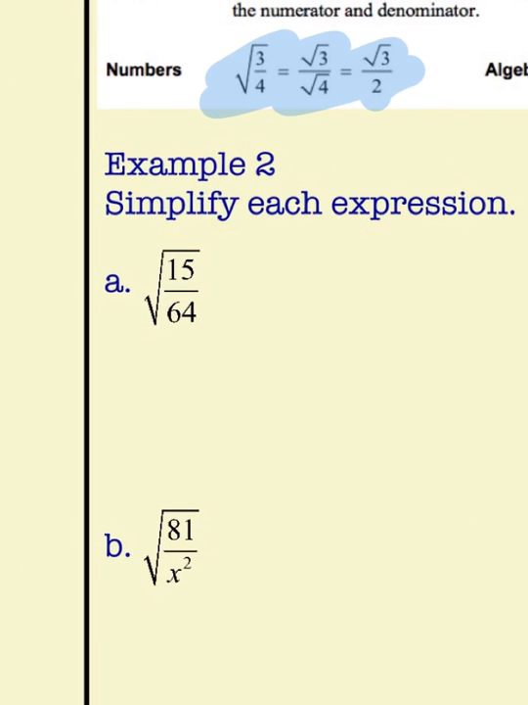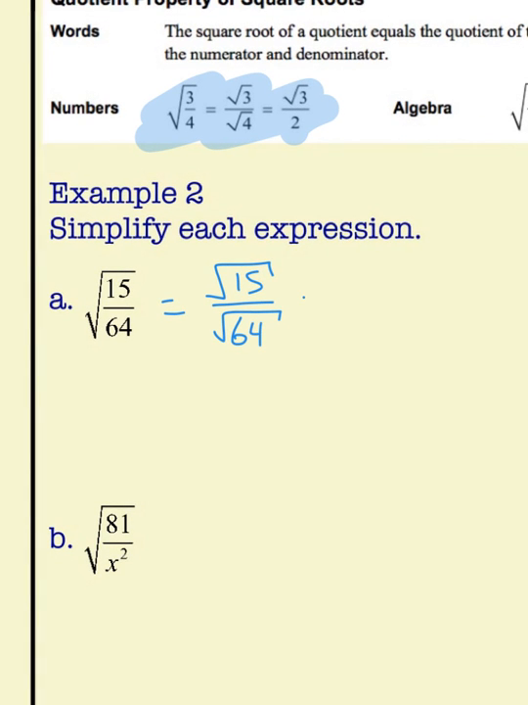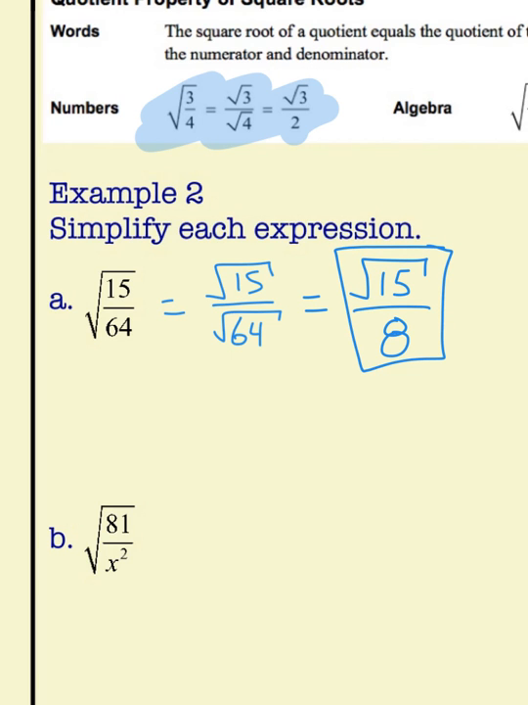All right, so we have the square root of 15 over 64. We're asked to simplify it. We're first going to simplify this to the square root of 15 over the square root of 64. Now, 64 is a perfect square. Its square root is 8. So we're going to make this the square root of 15 over 8. And I can't simplify the square root of 15 anymore either. So that is our final answer.